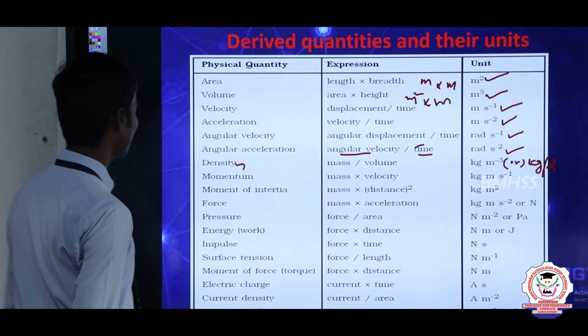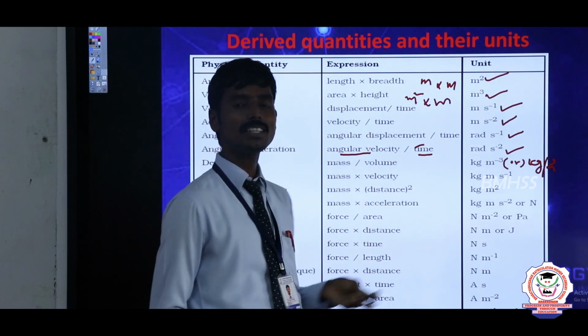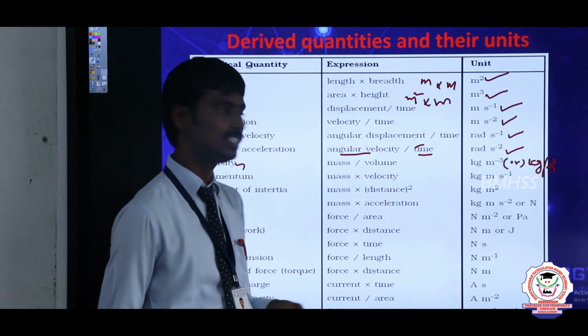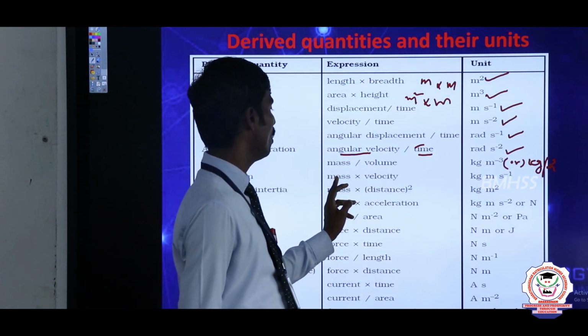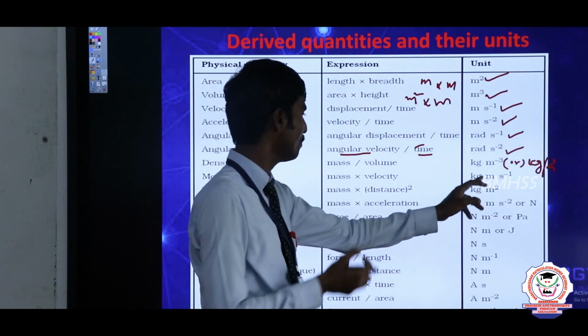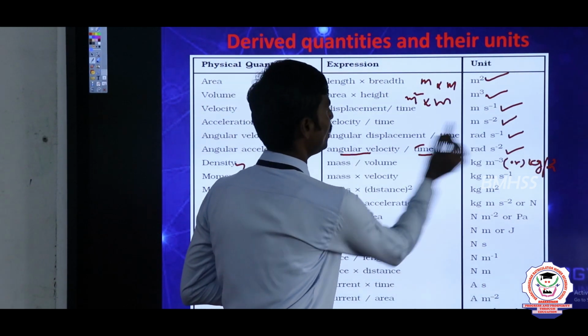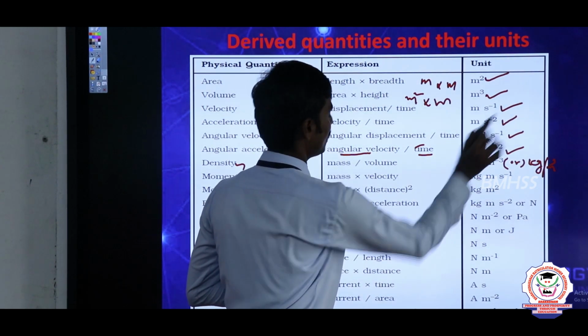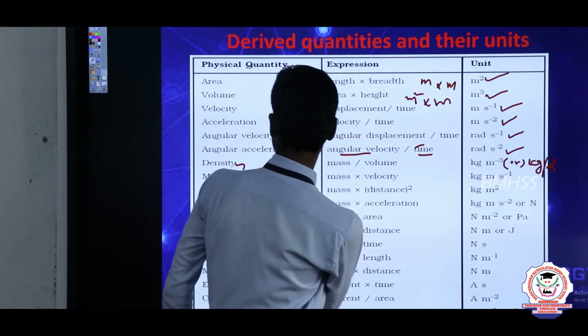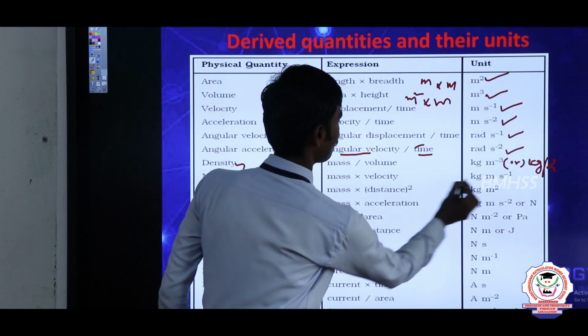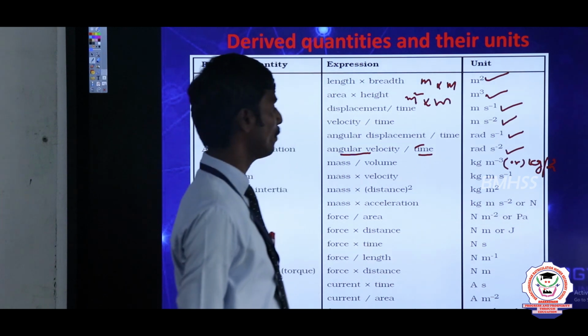The next one is momentum. Momentum is nothing but mass into velocity. See, mass into velocity. Unit of mass is kilogram. What is the unit of velocity? Velocity we already know is meter per second. So apply here, momentum is kilogram meter second power minus 1.